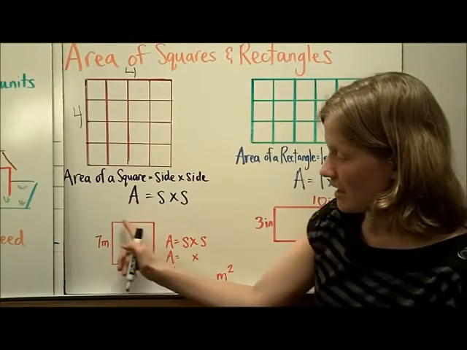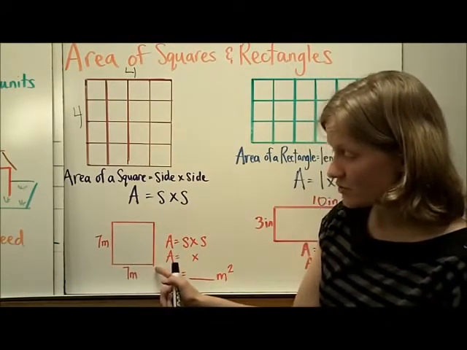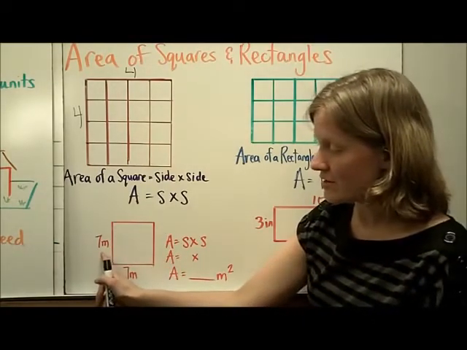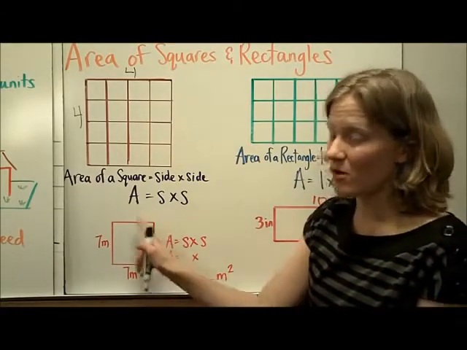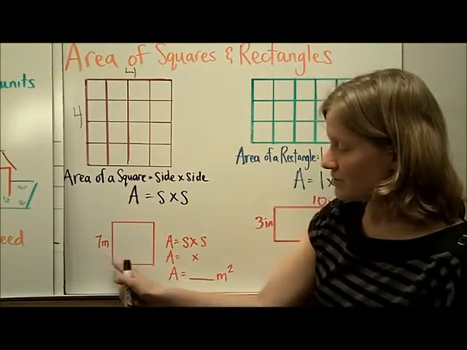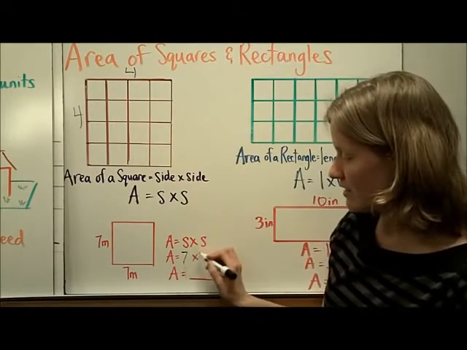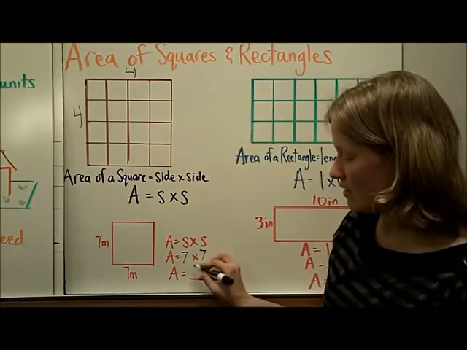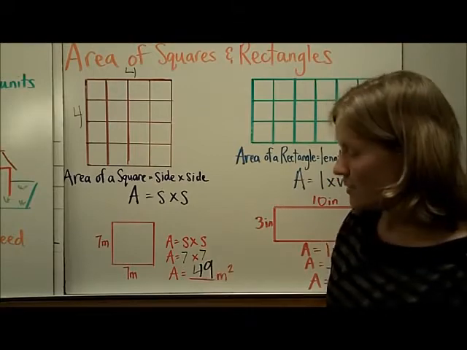So if we have a square here that we see is 7 meters on one side, remember it's 7 meters on all of the sides, but we can multiply the two sides together, 7 times 7, and we get an area of 49 meters squared.